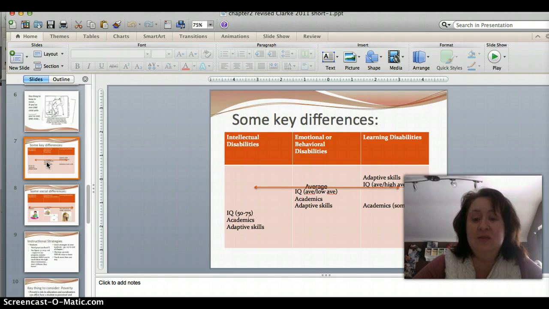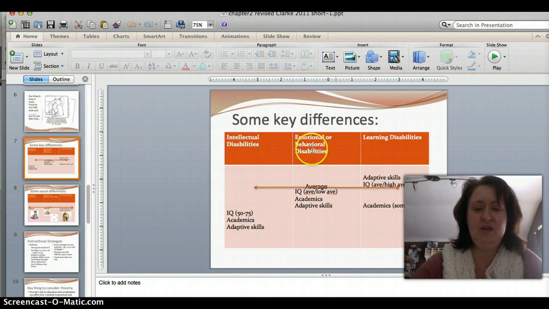If we look at kids with learning disabilities, their profile is going to be very different, because we're going to see an IQ that's average or above average, and adaptive skills, how they cope in school, as being high. But their academic skills, either in some areas like language arts or math, are going to be lower, closer to what we would expect for a student with an intellectual disability or an emotional disability.